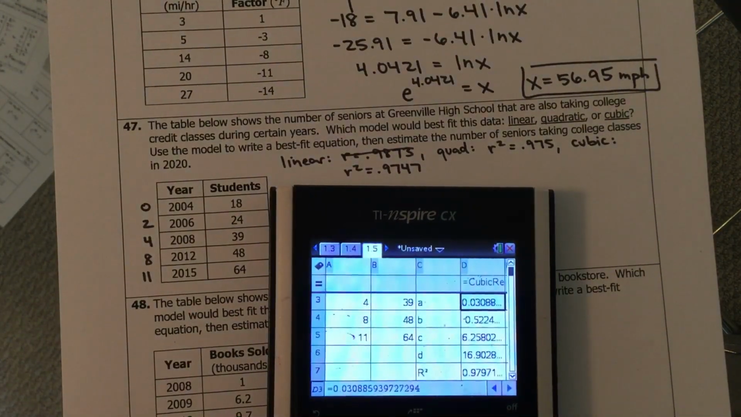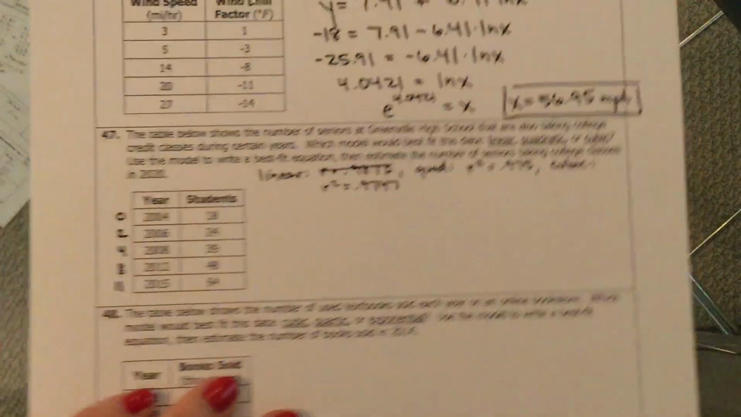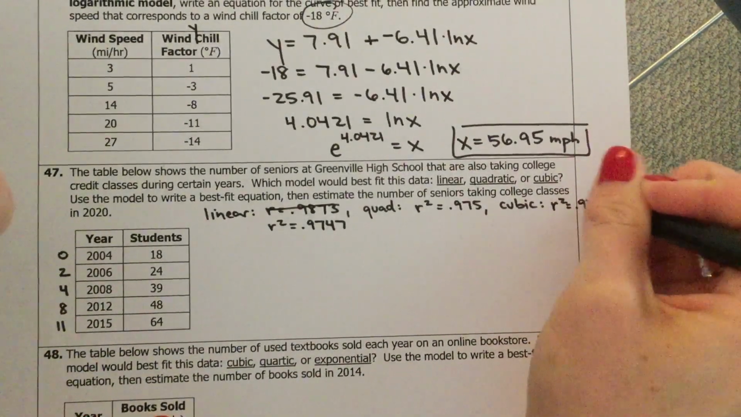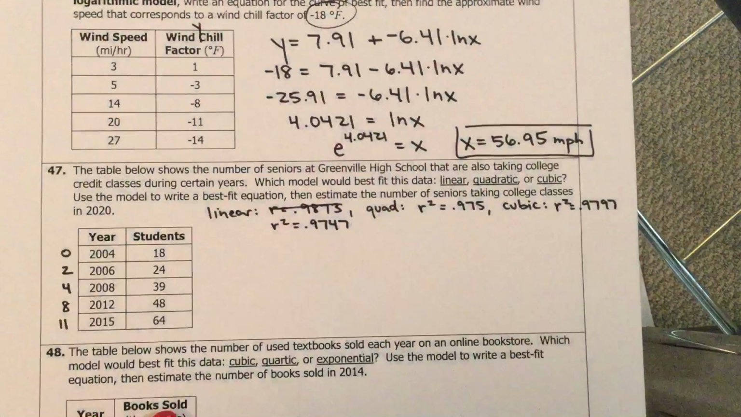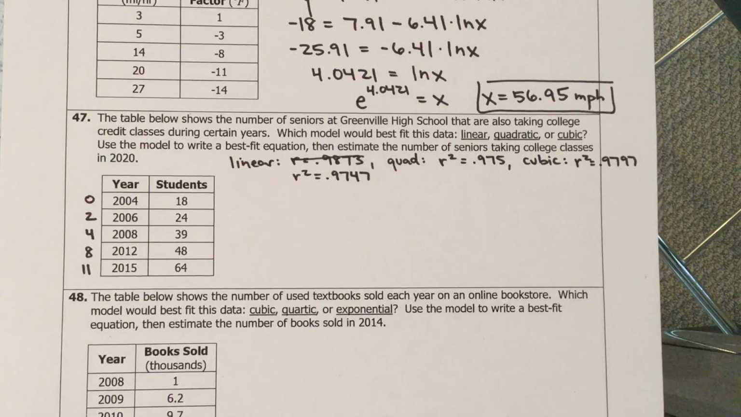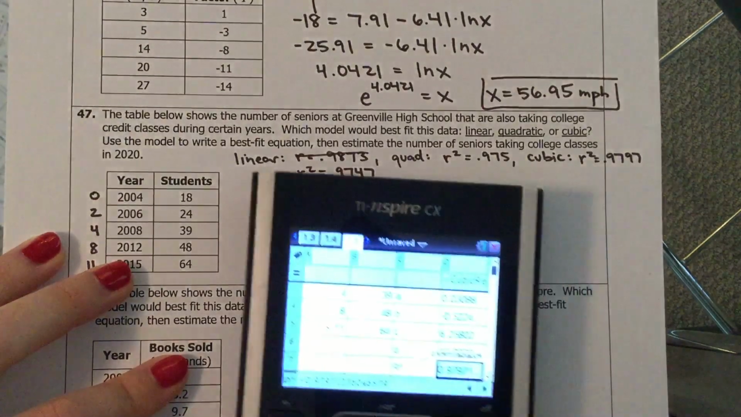Yes, overwrite the data. And you can see here that the r squared is 0.9797. Okay, so with this one, you've got the highest value with the cubic. So since the cubic is your highest value, you are just going to write down what that formula would be. So we're going to go with the cubic with this one.